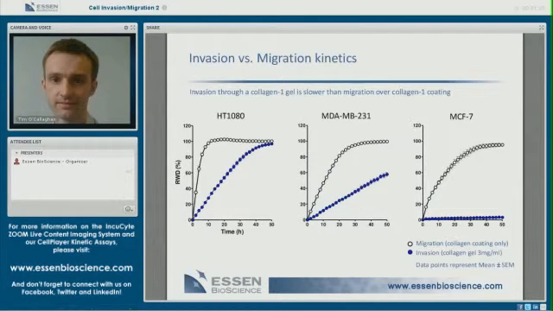This slide really illustrates the difference in invasion and migration kinetics. These highlight that invasion through a collagen 1 gel is much slower than the rate of migration over a collagen 1 coating. And for HT1080 cells, we can see that migration, in the open symbols, is complete by roughly 12 hours, whereas the rate of invasion is much slower and wound closure doesn't complete until around 50 hours. The same trend is shown for the MDA-MB231 cells, and the MCF7 cells can only migrate and do not invade through the collagen 1 gel.